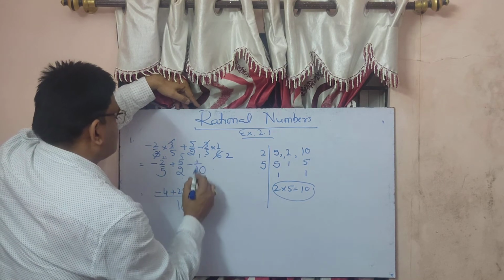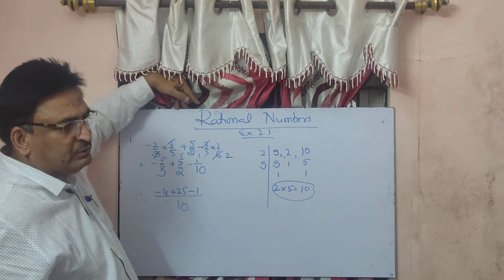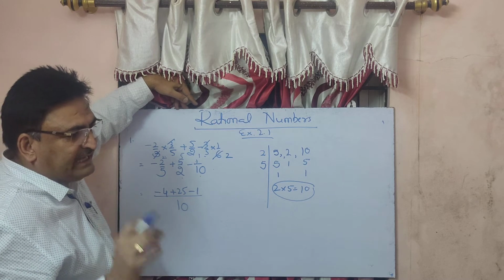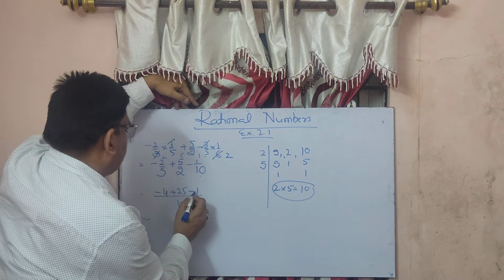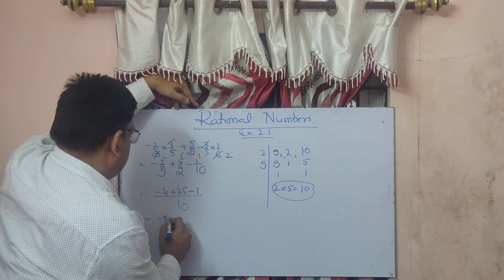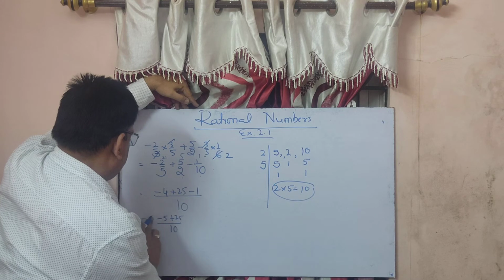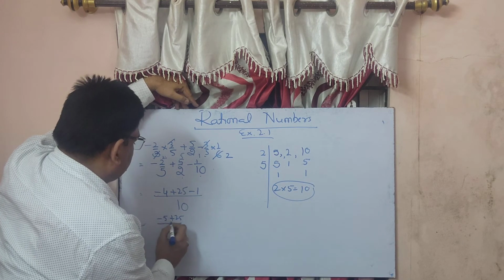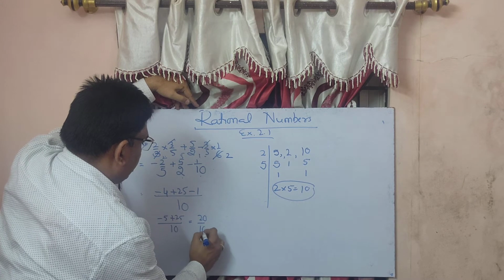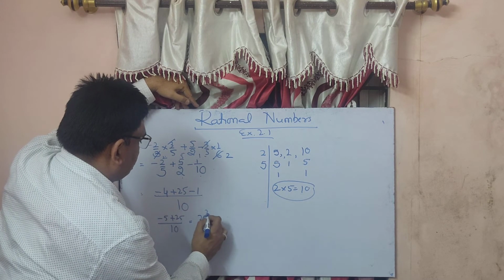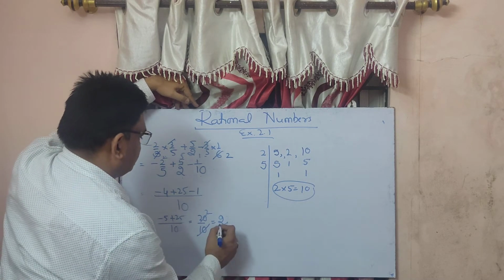Sign, 1 1s are 1. Always remember in mathematics, whenever you do, remember the signs. Okay, now minus 4 minus 1 is minus 5 plus 25 upon 10. So minus 5 plus 25 is how much? 20 upon 10. 10 1s are 10, 10 2s are 20. So answer is 2.